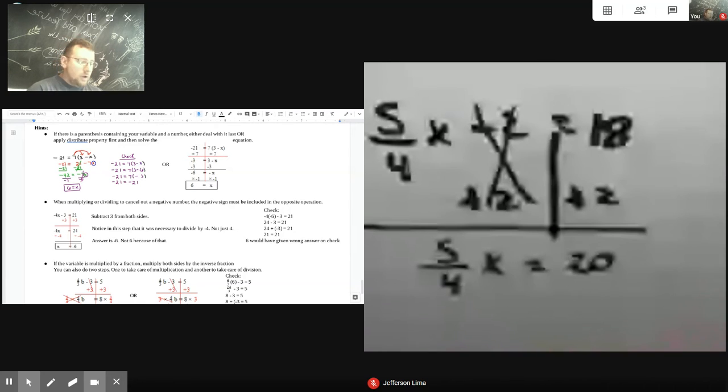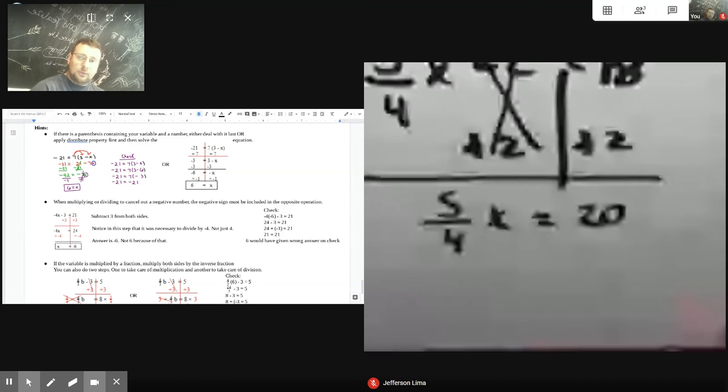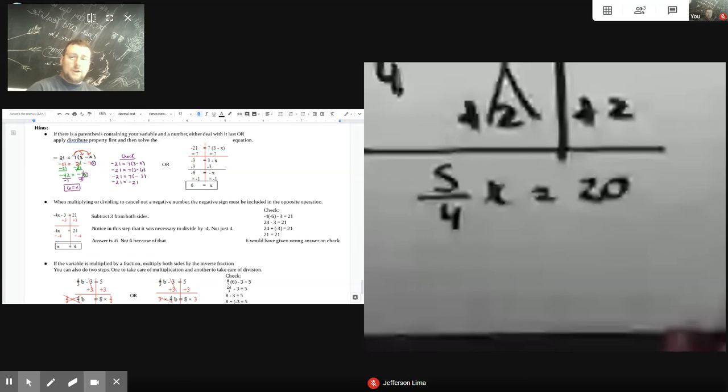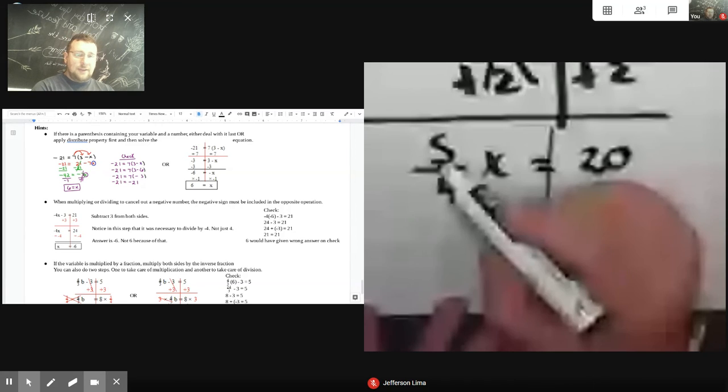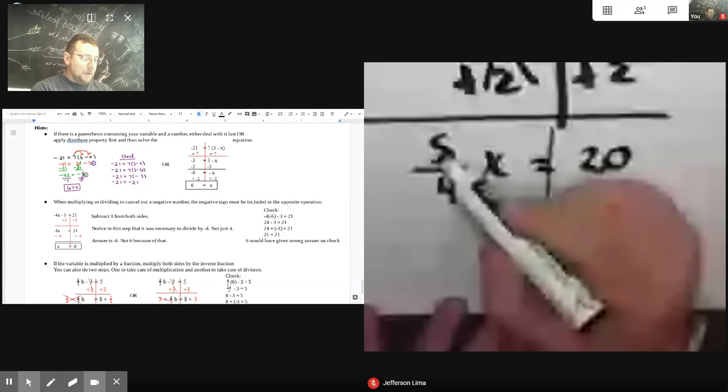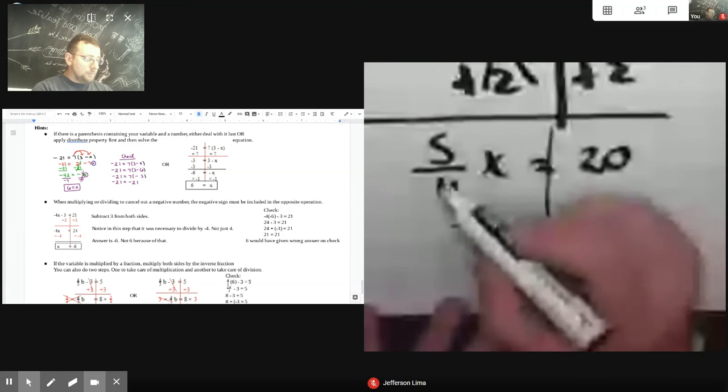All right, so now how do you get rid of that fraction? Well, there's 2 things you can do. You can do 2 more steps, which is what I'm going to do first. Or you can do 1 step, which is multiplying by the inverse of the fraction. So here's the 2-step method. The first thing you're going to do is get rid of that 5 by dividing both sides by 5, since the 5 is multiplying the x.